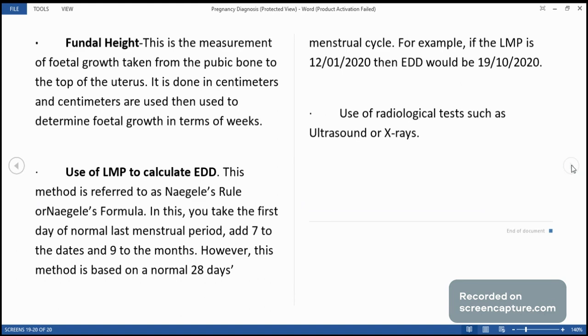So how will you know that this mother is at 30 weeks, 20 weeks? We check the fundal height or use the last menstrual period to calculate the EDD. When you're using the last menstrual period, we call it Naegele's rule. Fundal height can also be used. We use a tape measure when using fundal height to measure the gestation period. This is the measurement of fetal growth taken from the pubic bone to the top of the uterus. It is done in centimeters, and centimeters are used to determine fetal growth in terms of weeks. So that is that.